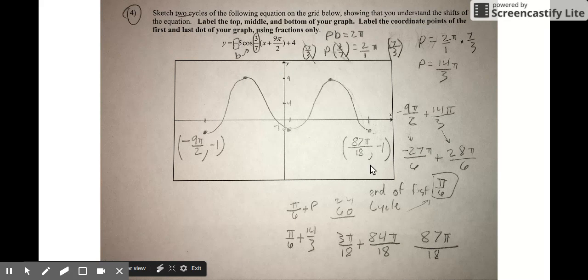After you have pi over 6, you want to add another cycle of 14 pi over 3 to make sure you have 2 whole cycles of your graph. So you're going to add pi over 6 plus 14 pi over 3. By doing that, you also need a common denominator. I just multiply the 6 times the 3, it's easiest for me. So you'll get 3 pi over 18 plus 84 pi over 18. That equals 87 pi over 18 for your dot 5 of your second cycle.